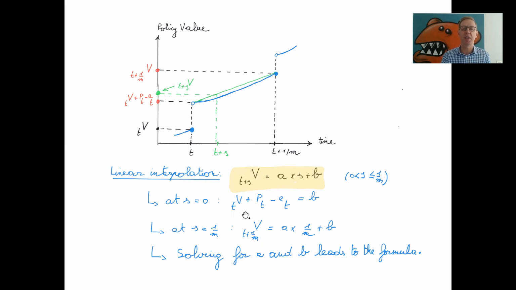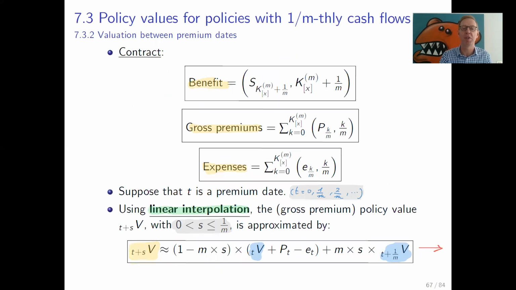So at time s is 0, we have V_t plus P_t minus E_t is B. At time s is 1/m, the right-hand side of this equation is A times 1/m plus B, and this has to be equal to V_{t+1/m}. Solving for A and B, we find the formula on the previous slide.